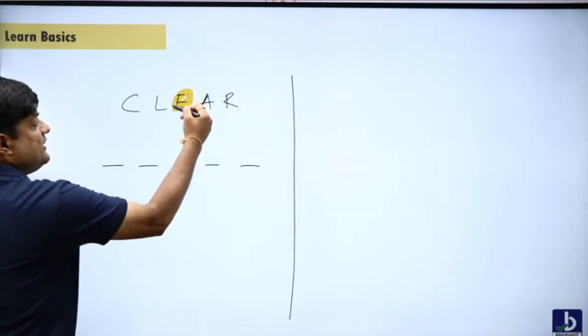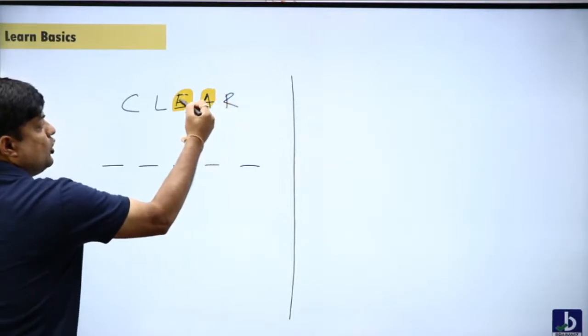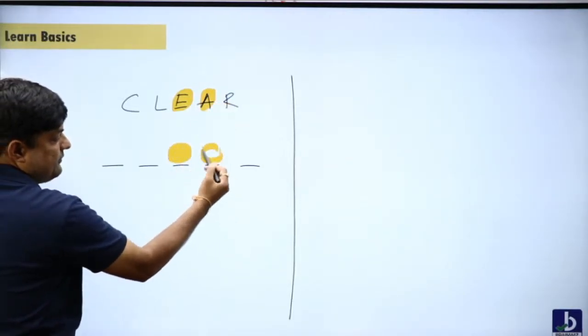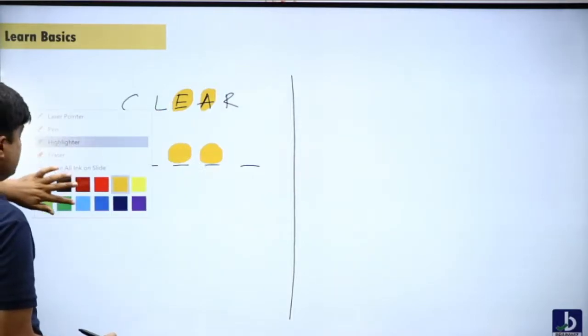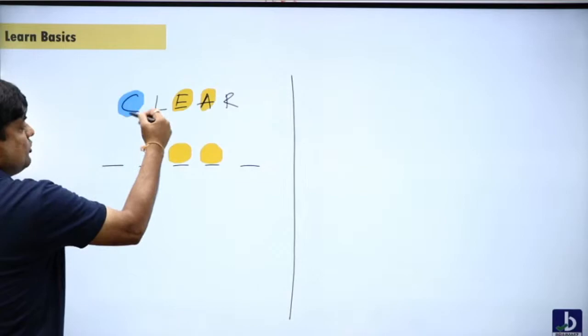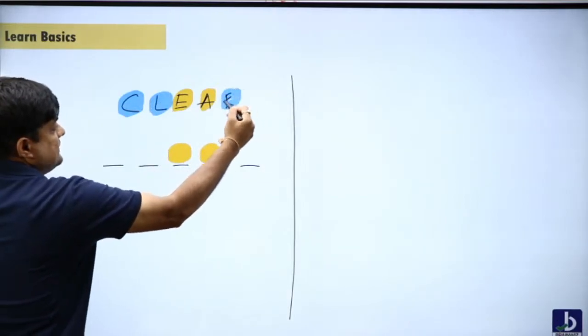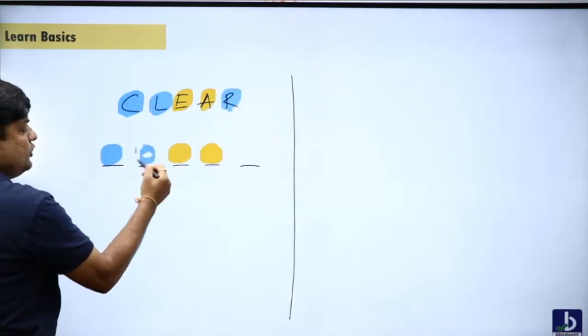So who are the vowels? These two are vowels. Vowels should go and sit in the vowels' positions only. These are the two positions for vowels. And consonants must be taken with the place of consonants only. These three are consonants. That's it. 1, 2, 3.